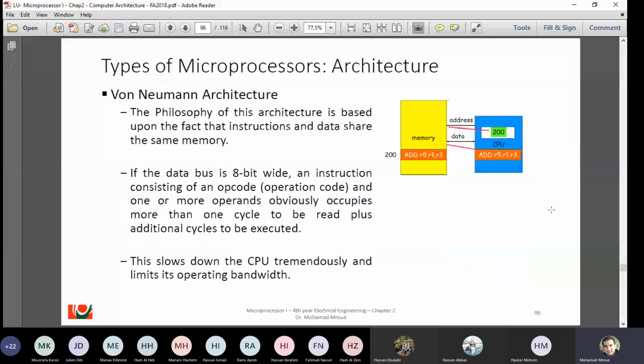So with the von Neumann, the philosophy of this architecture is based upon the fact that instructions and data share the same memory. And if the data bus is 8-bit wide, an instruction consisting of an opcode and one or more operands obviously occupies more than one cycle to be read, plus additional cycles to be executed. Okay? This is what we will see with the 8085. The instruction needs more than one cycle just to be read, because the data bus we have is 8-bit. If the instruction is, for example, 16-bit or 24-bit, which is 3 bytes, it needs 3 cycles just to read the instruction, doing fetching before it starts executing. So surely this slows down the CPU tremendously and limits its operating bandwidth.